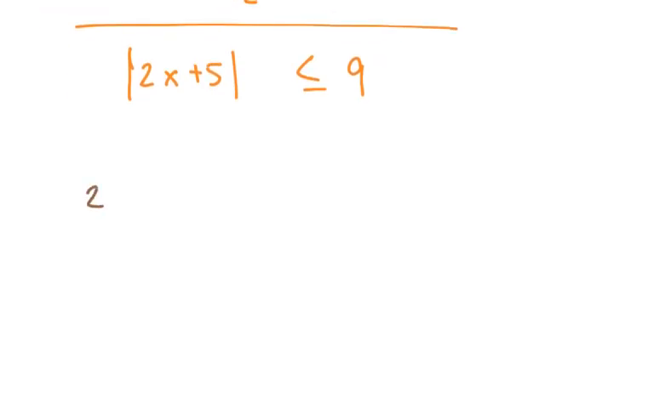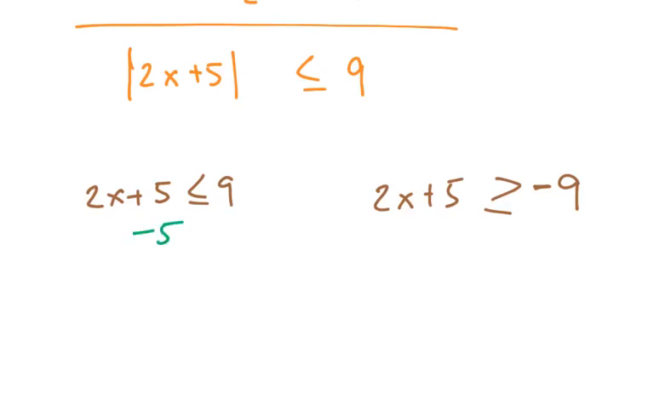I'm going to say 2x plus 5 is less than or equal to 9, and then 2x plus 5 is greater than or equal to negative 9. Notice I went ahead and just put the negative and flipped the inequality. And from here, we're just going to solve. So subtract 5 from each side.